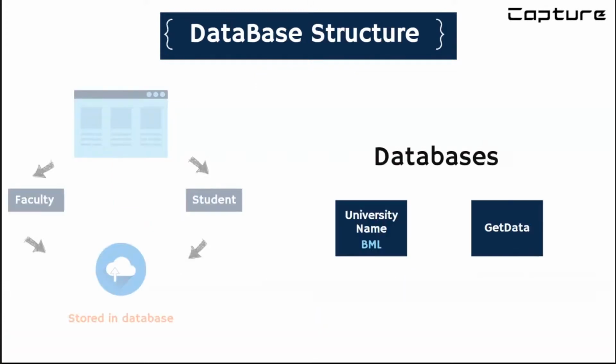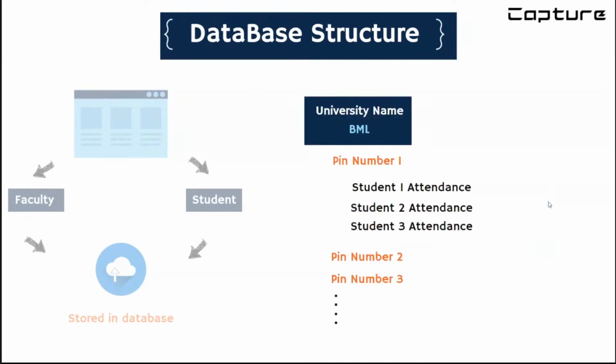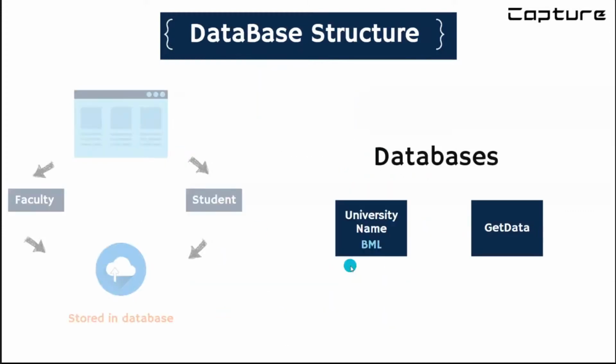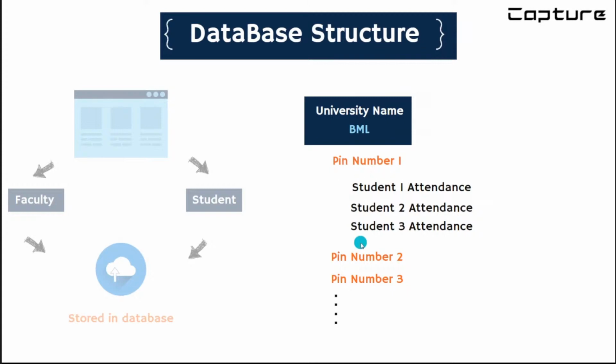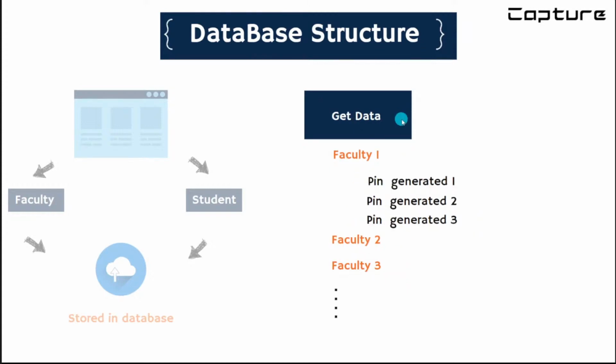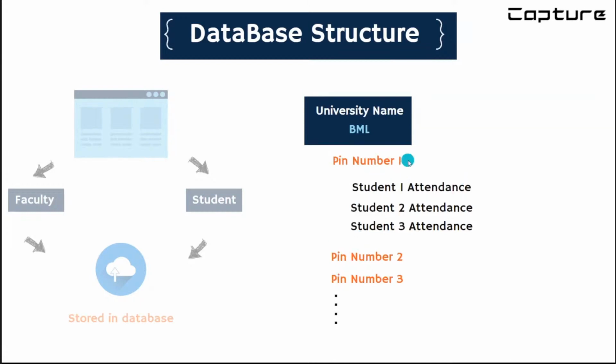We have defined two databases for this. The first database is the university name, where all the pins will be stored, and the second one is the get data database for the faculty. Different collections will be generated for different pin numbers. In order to find which pin was generated by which faculty, I go to the get data database, look for Pradeep Arya, and all the pins generated by him will be there, and I can find the one against this pin number.